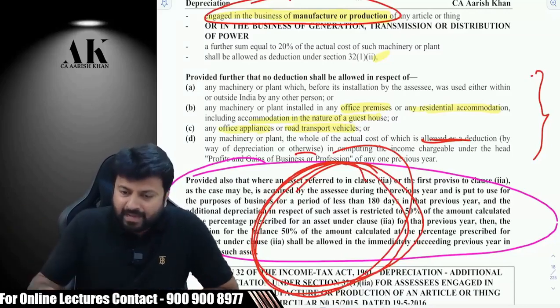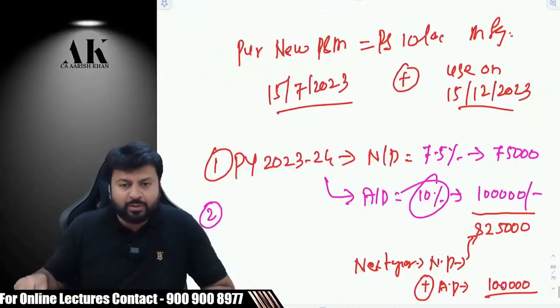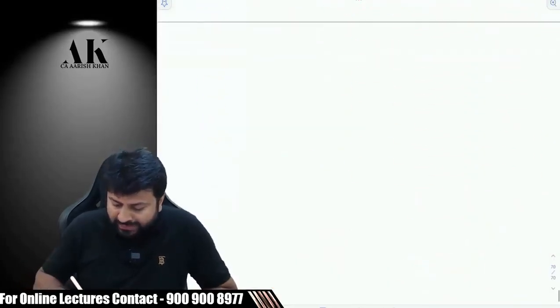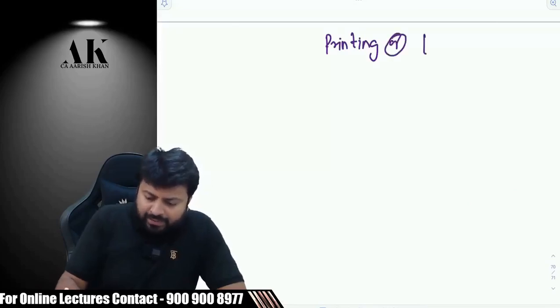Correct? Now, one last thing in this section, that's it. This section will be over. There was one industry which went to CBDT, one specific industry, that is the printing industry. Assessees engaged in printing or printing and publishing of newspapers or books.